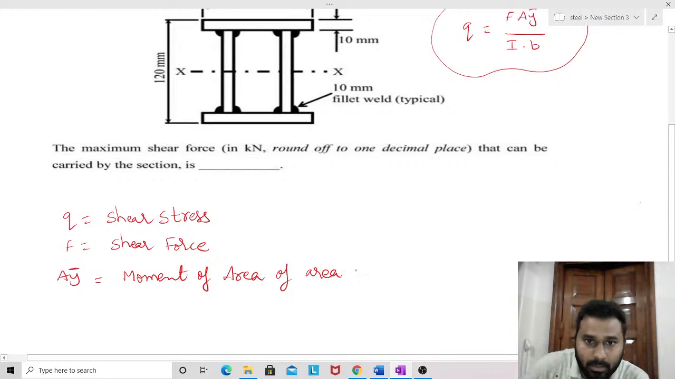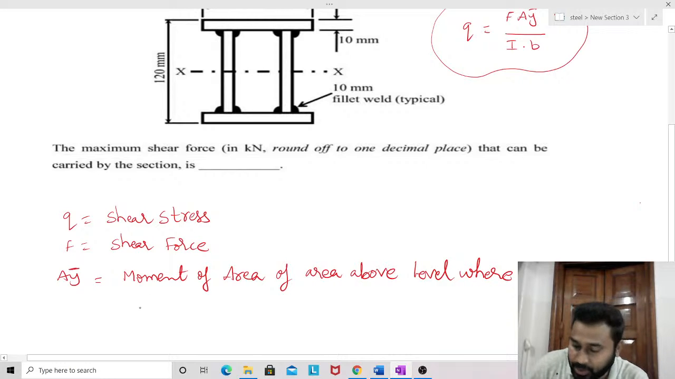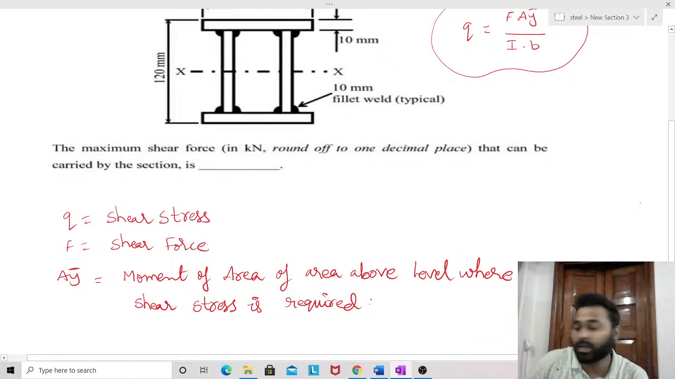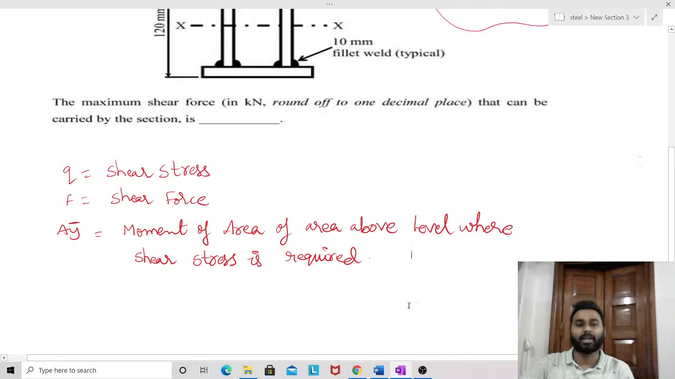area above the level where shear stress is required. As I said, this particular term is somewhat tricky in this formula. So A y bar is the moment of area above the level where shear stress is required.